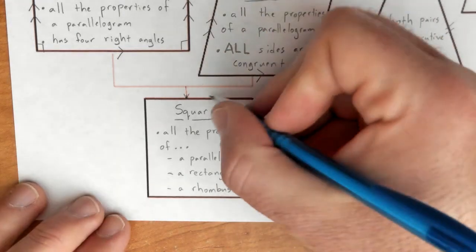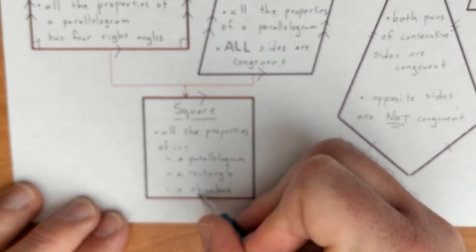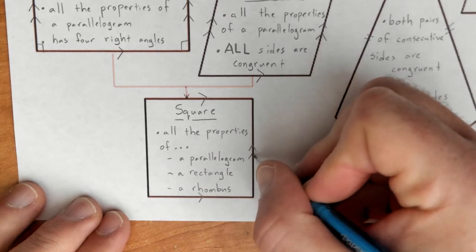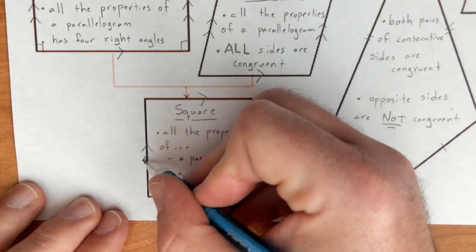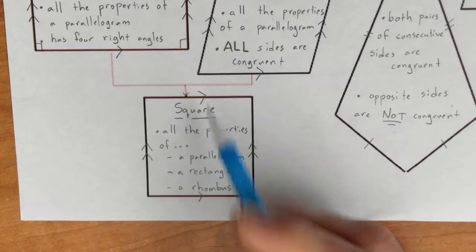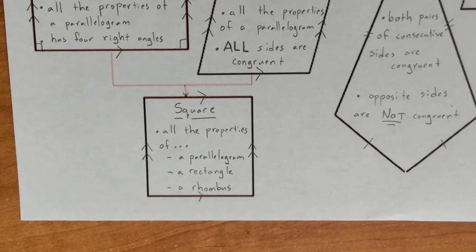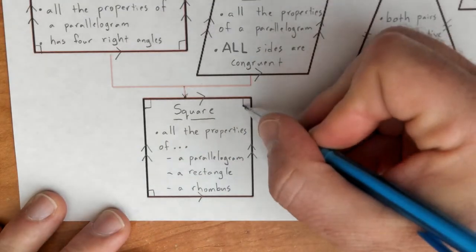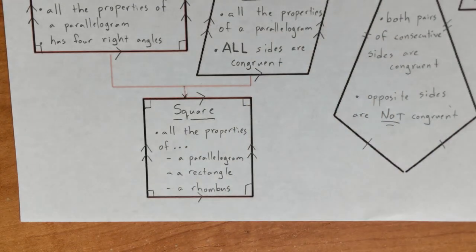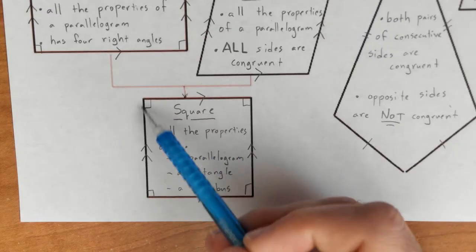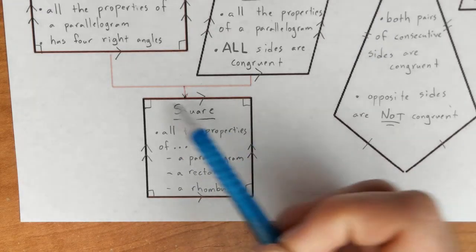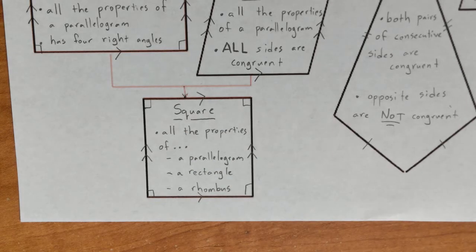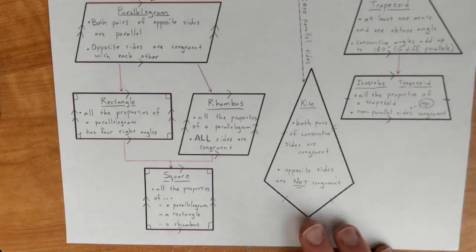Properties of a parallelogram? Check. We've got our parallel sides. They are congruent to each other. Rectangle asks for four right angles. We got those. Okay. Rhombus says that every side must be congruent to each other. Yep, they're all exactly the same. A square is everything else.